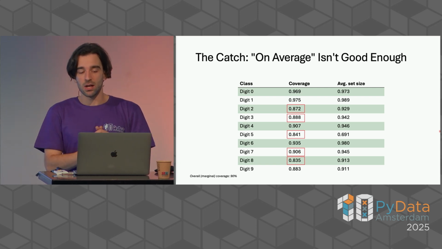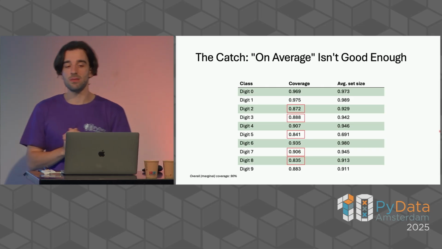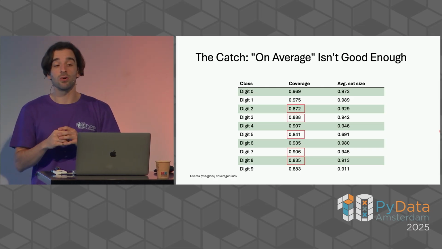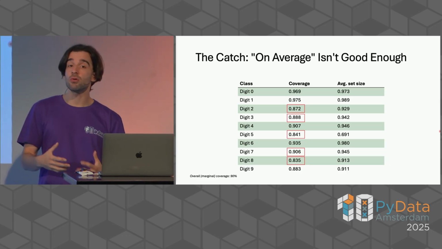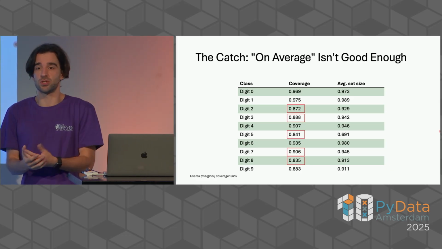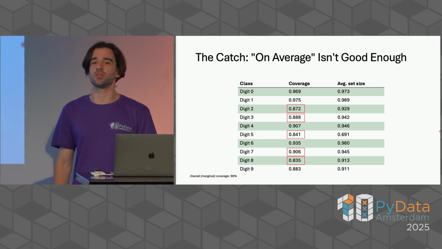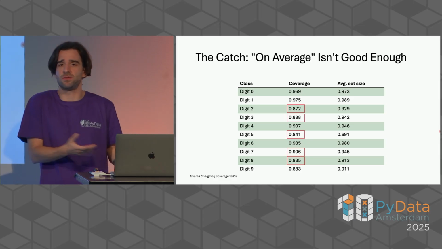Then again, what I'm trying to say through this slide is that on average is not good enough, because we're talking about imbalanced data sets. You would want your minority class to actually have coverage because, come on, this is what conformal prediction is all about, right? You've been talking about coverage for the last 20 minutes.